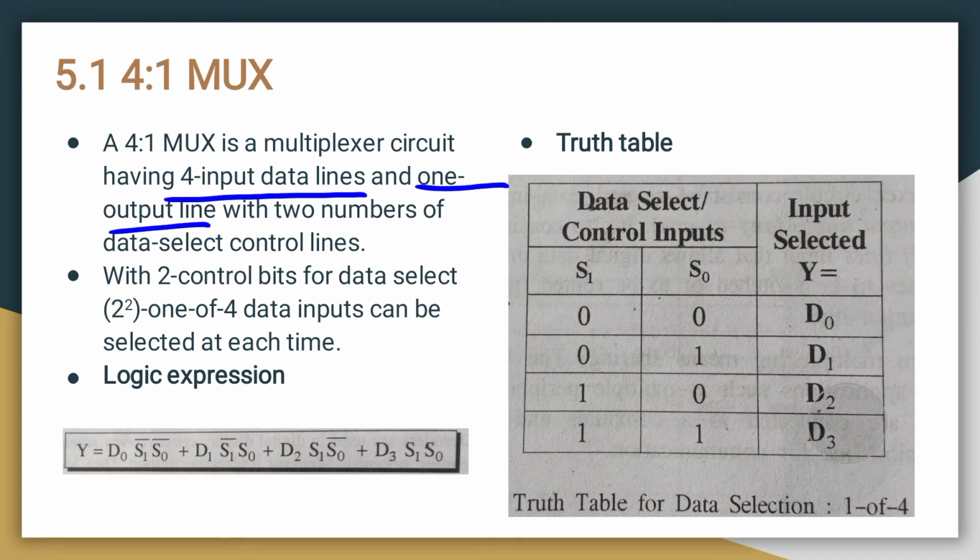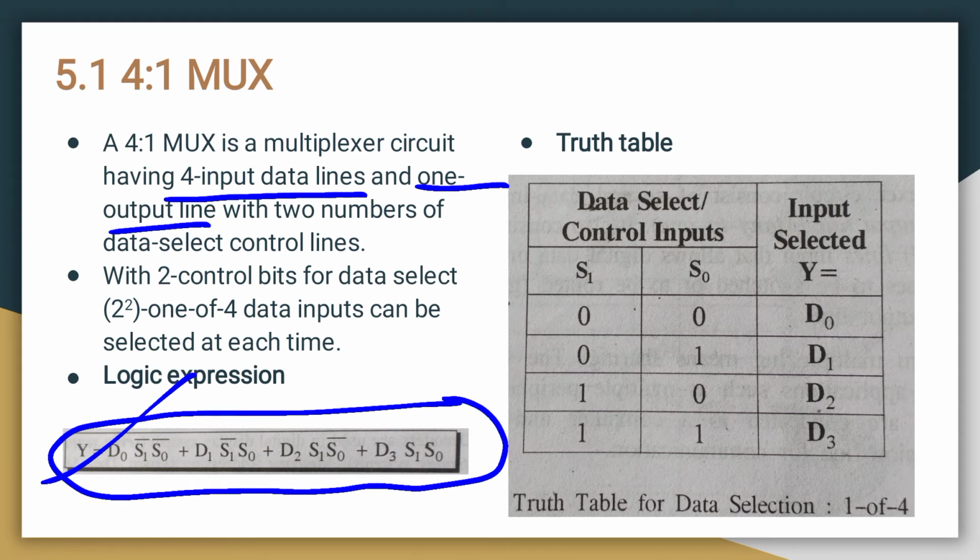Next, the expression. How is it going to select? That is the expression: Y equals D0 S1 bar S0 bar plus D1 S1 bar S0 plus D2 S1 S0 bar plus D3 S1 S0. So this is the expression, I just read it out. It will work according to this expression, how it selects and which input it takes. Let's see in the next slide.